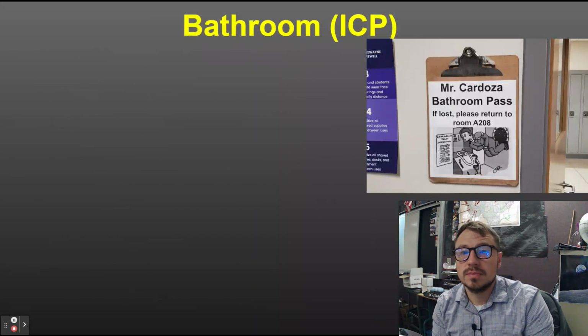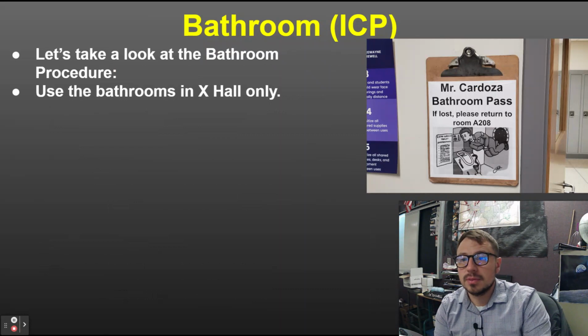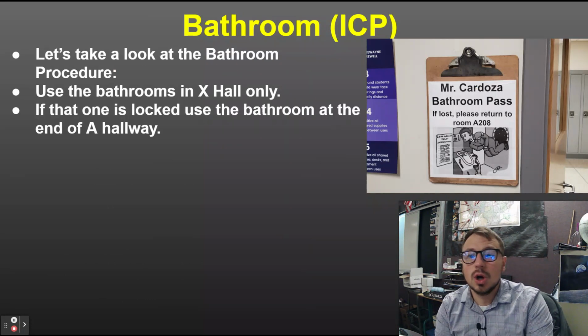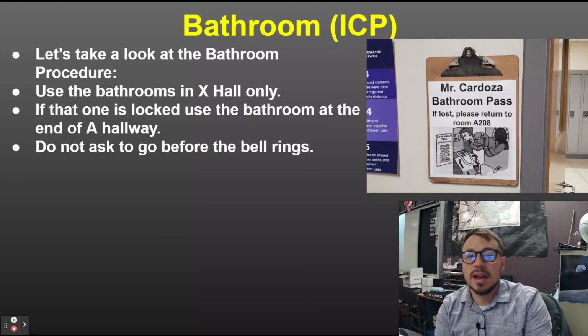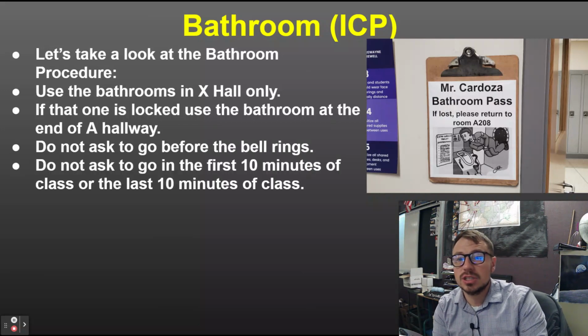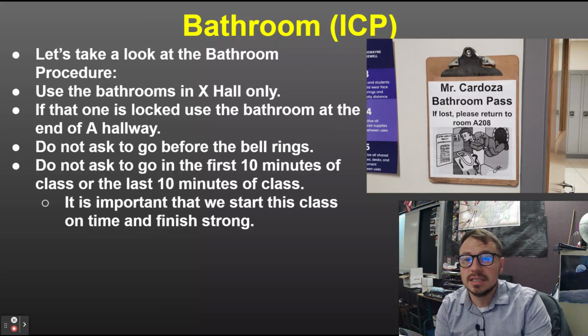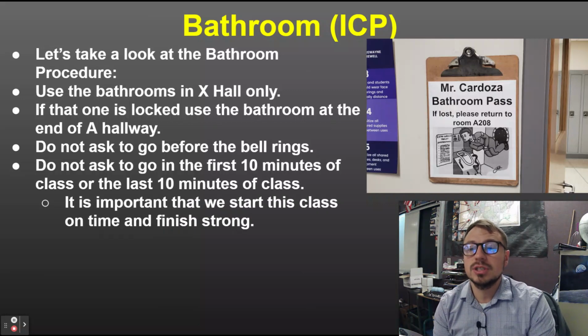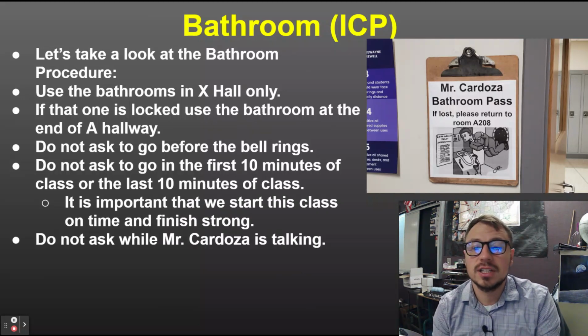Bring your charger. Going to the bathroom, right? Use the bathrooms in X hall only. If that one is locked, use the bathroom at the end of A hallway. Do not ask to go before the bell rings. Do not ask to go in the first 10 minutes of class or the last 10 minutes of class. It is important that we start this class on time and finish strong.